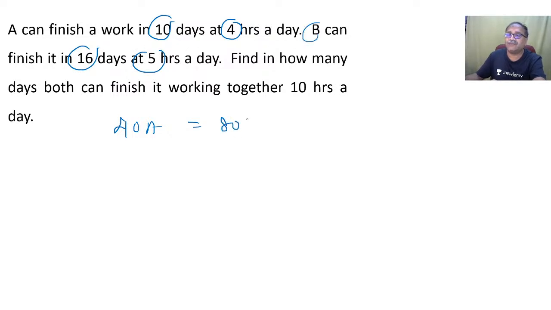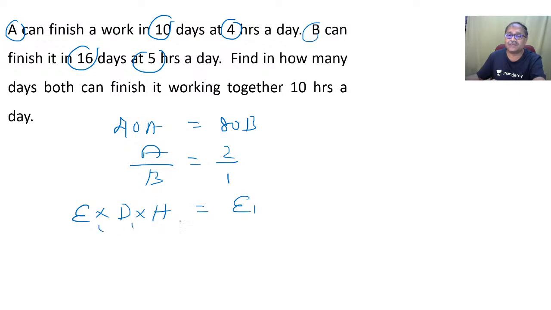That's 80B. That's how we get the ratio of A-B efficiency, which is 2:1. And the rest part you have seen that if you take the A, then you need to take the efficiency into days into hours, which is equal to the efficiency 2 into day 2 into H2. We will simply put that in the formula what we did over here.